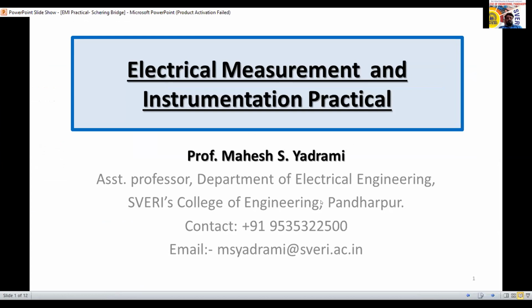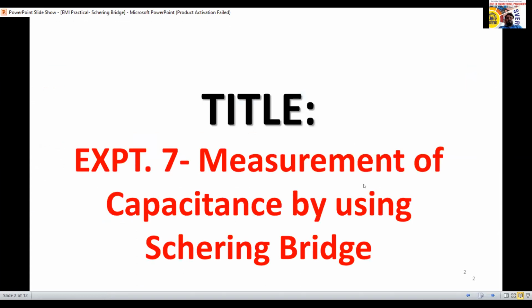Good morning to one and all. Today we are going to discuss experiment number 7, measurement of capacitance by using the Schering bridge. We have already discussed this Schering bridge in the classroom and derived the derivation. Based on that, we are going to perform the practical in the virtual lab.